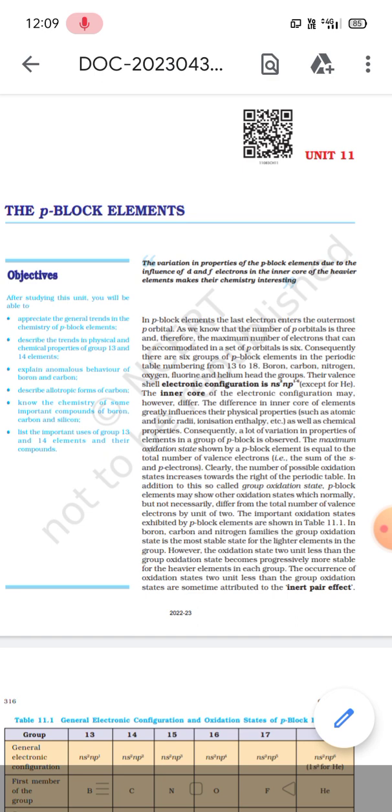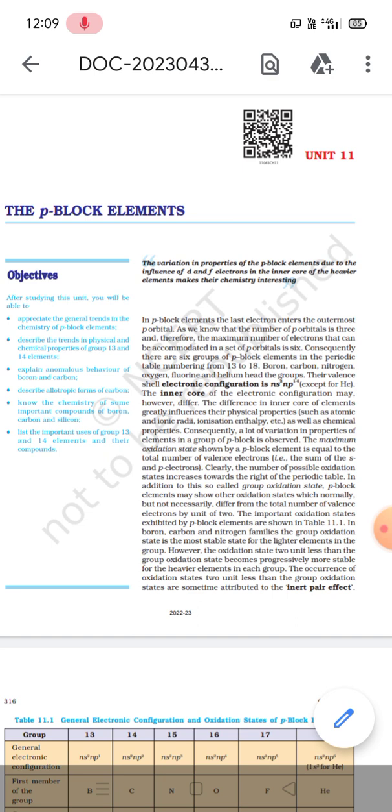Boron, carbon, nitrogen, oxygen, fluorine and helium heads the groups. Their valence shell electronic configuration is ns2 np6, except for helium. The inner core of the electronic configuration may however differ. The difference in inner core of the elements greatly influences their physical properties such as the atomic and ionic radii, ionization enthalpy etc., as well as the chemical properties.